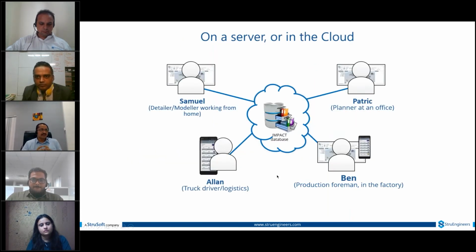All the data, the Impact Beam database, is in the center. We hosted everything on the cloud, and irrespective of our location, we could connect.